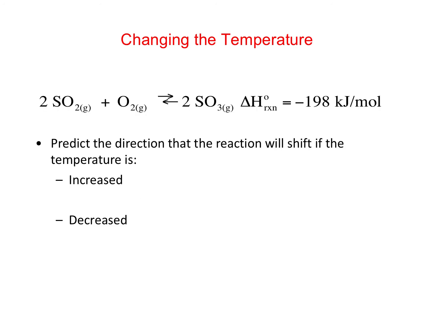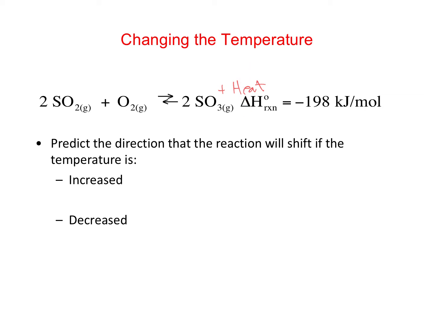All right, so let's look at an example. We have the reaction: 2 moles of sulfur dioxide reacts with 1 mole of oxygen to make 2 moles of sulfur trioxide. And we're given the delta H for the reaction. We're told that delta H is negative 198 kilojoules per mole. So the sign on delta H tells me that the reaction is exothermic. That means the reaction is giving off heat, and so I'm going to write heat as a product.